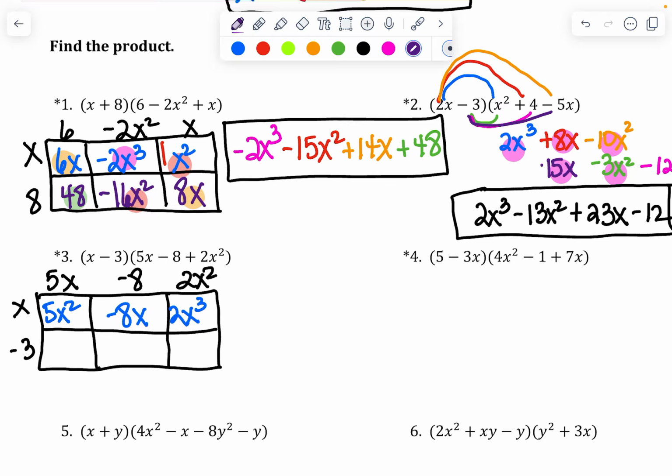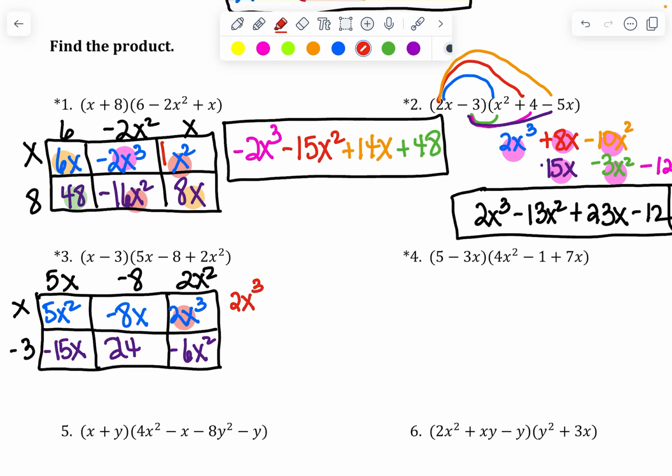Now I'm going to do the next one. Negative 3 times 5x is a negative 15x. Negative 3 times a negative 8 is a positive 24. Negative 3 times 2x squared is a negative 6x squared. So it looks like the biggest exponent that I see is this x to the third, and there's only one. So I'm going to go ahead and write that down. That's a 2x to the third.